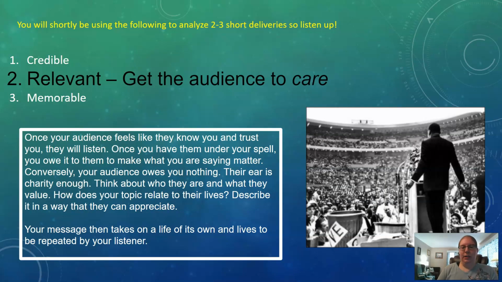So relevancy, getting the audience to care. Once your audience feels like they know you and trust you, they will listen. Once you have them under your spell, you owe it to them to make what you are saying matter. Or conversely, your audience owes you nothing.